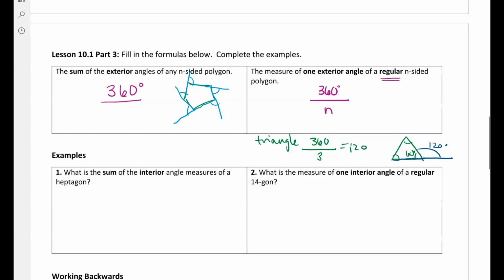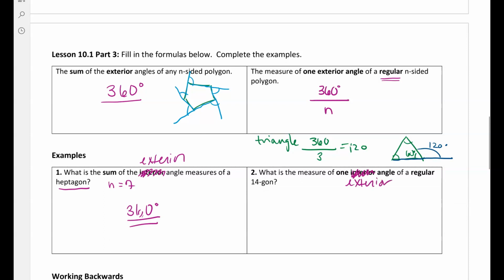All right, so what's the sum of the interior angle measure? Oh, you know what? These were supposed to say exterior, I think. Is this a typo? Yeah, it is a typo. I'll fix that on the uploaded copy. But what's the sum of the exterior angle measures of a heptagon? So for a heptagon, n equals 7, so it has 7 sides. But it doesn't matter how many sides because the sum of the exterior angles is 360 no matter what. All right, and this other one should also be exterior. I'll fix it on yours.